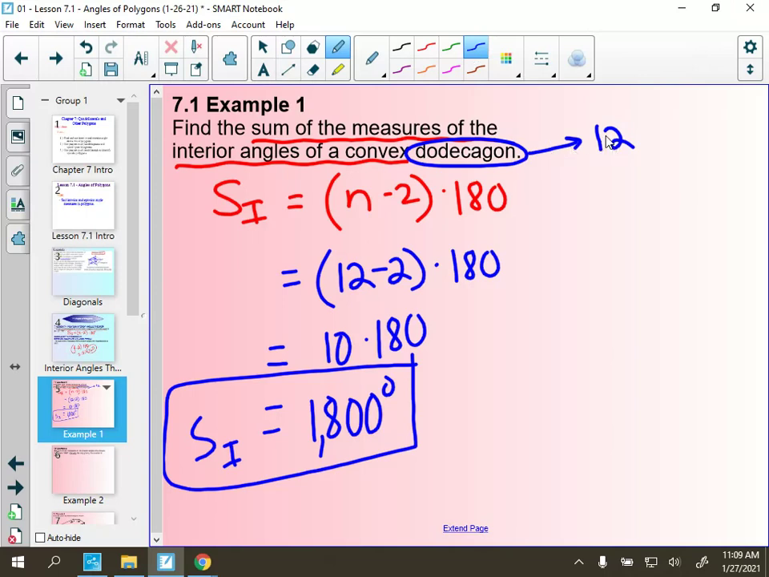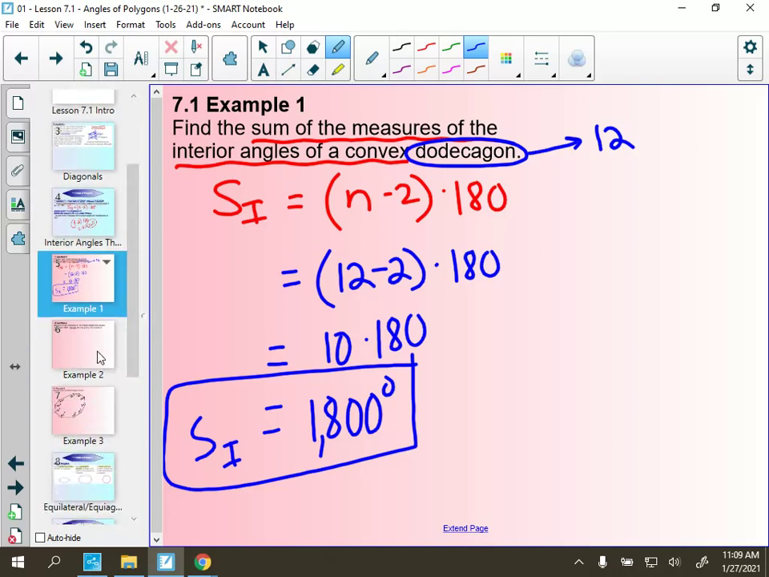So go back and refresh some of that stuff as well. Like I said, lesson 1.4, where we covered the polygon names 3 through 12. All right, let's look at another example. It's a little bit different twist on this.